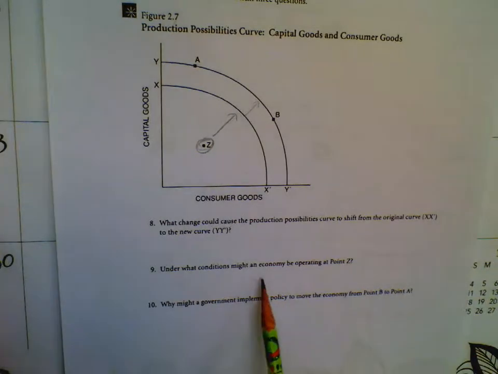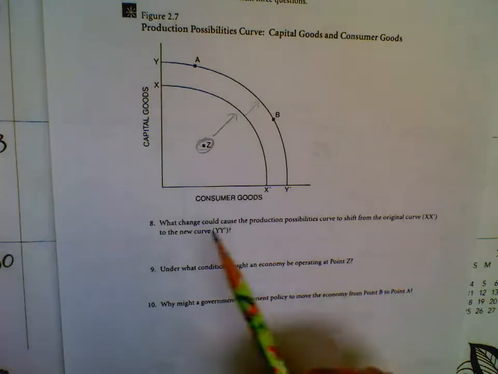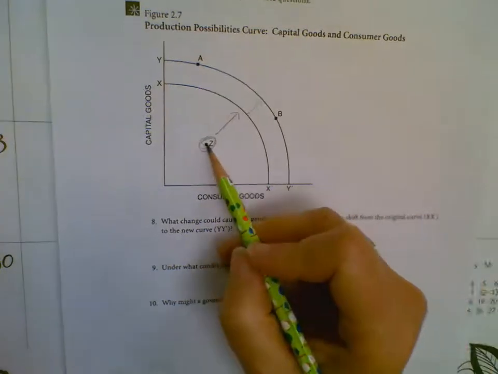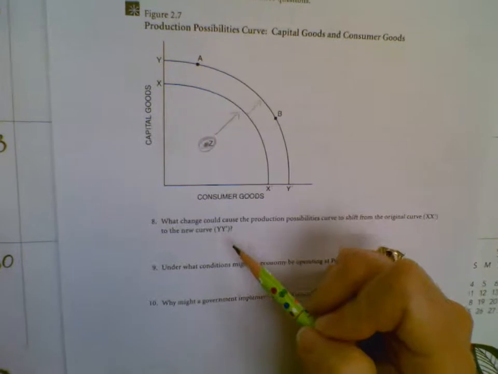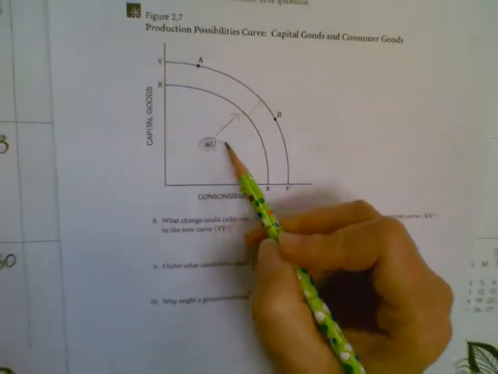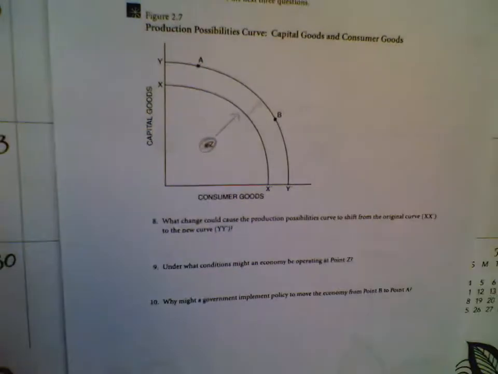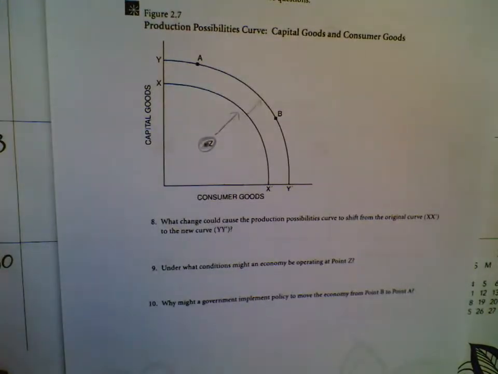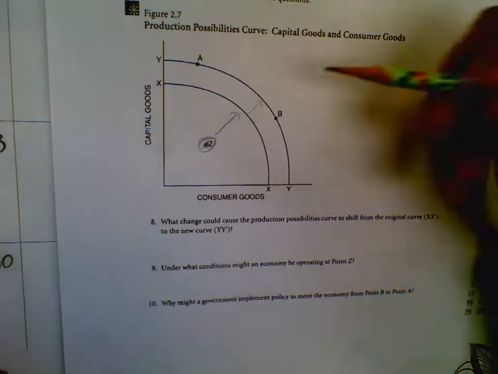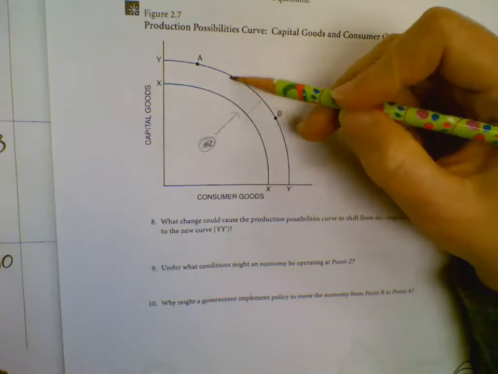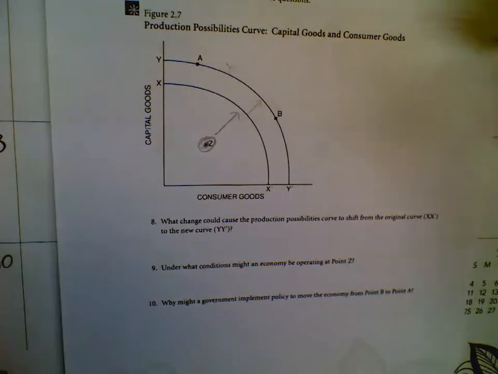So under what conditions might an economy be operating at point Z? Once again, we're not going to produce if there's not a demand for a product. So we produce inside the curve because not everyone wants to buy it. And the other thing is we're in a recession, we're in a depression, and we have unemployment. Why might a government implement policy to move an economy from point B to point A? That's a little trickier, and once again, I think we're just going to save that one for AP.